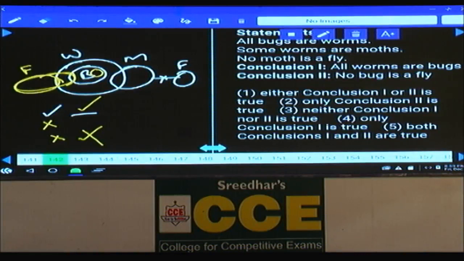Then what is your answer here? Only some bugs are flies. Hence neither one nor two, that is given in choice 3.